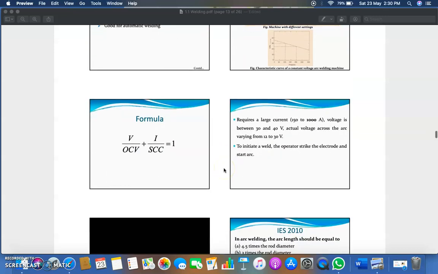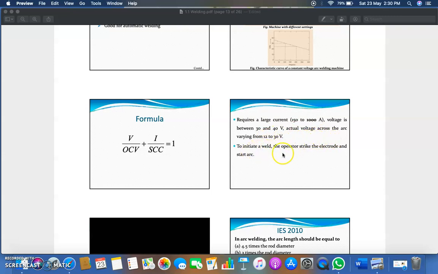Okay, this is the formula: V upon OCV, open circuit voltage, plus I upon ISC, I is ampere, ISC is short circuit current, equals 1. It requires a large current, 150 to 1000 ampere. Open circuit voltage is between 30 to 40 volt, and actual voltage of arc welding should vary from 12 to 30. Means the voltage should vary from 12 to 30 in your arc welding process.